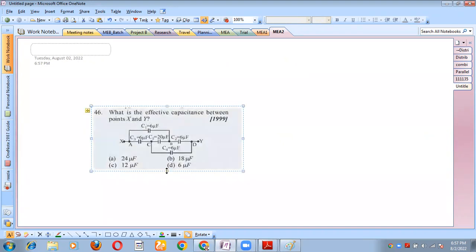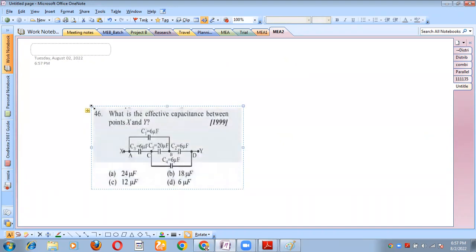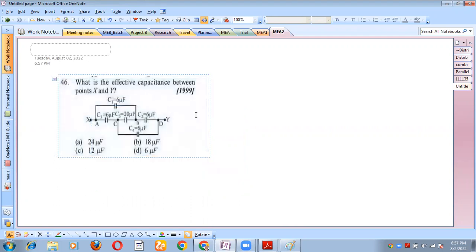See this question. We have to find the effective capacitance between point X and Y. So what do we have to do in such cases?